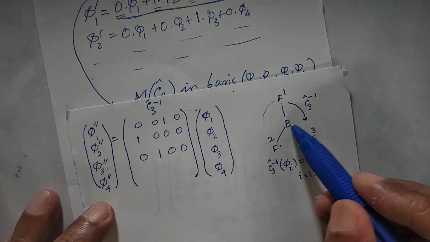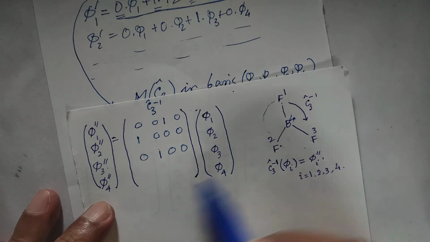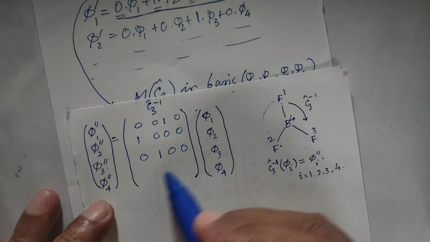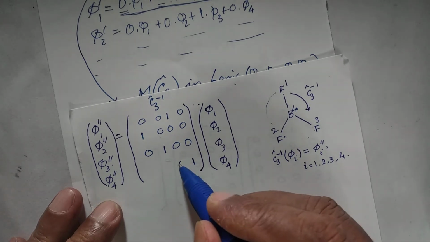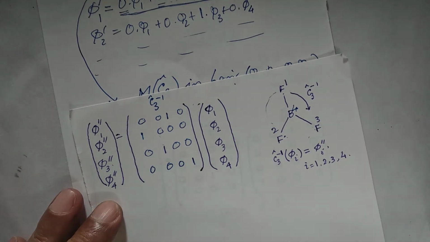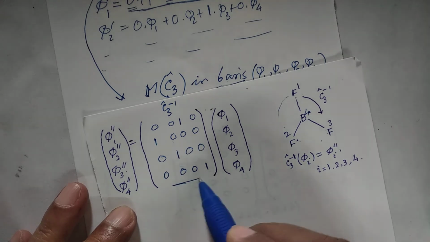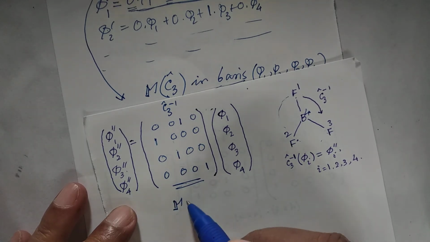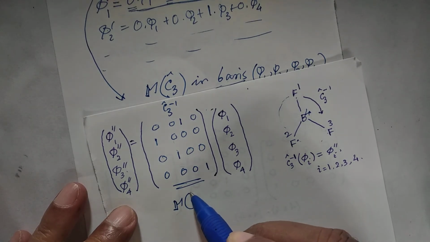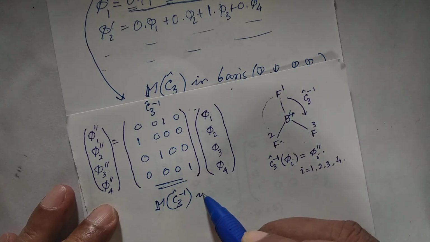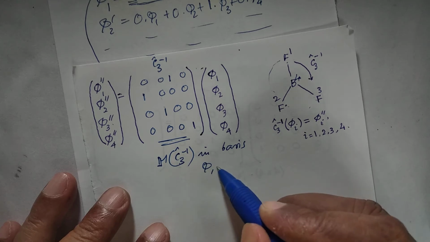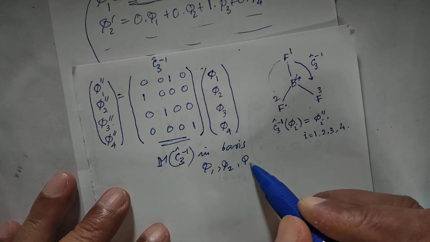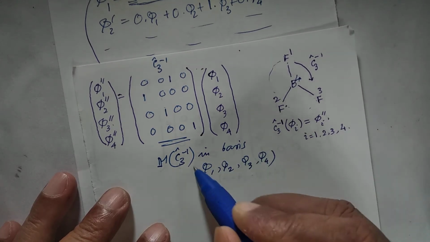Phi 4 double primed is phi 4 itself. So we write 1 in the fourth column and zeros in the other columns. This is the matrix for the C3 inverse operator in the same basis phi 1, phi 2, phi 3, phi 4, same basis set.